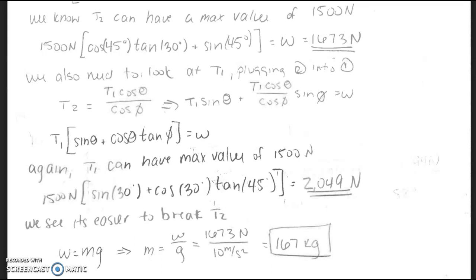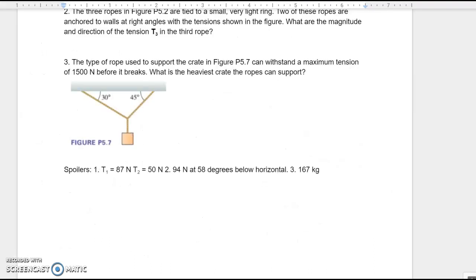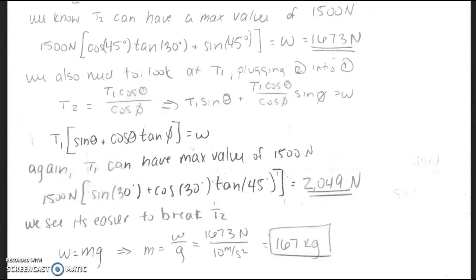So then going back and looking at our value of 1,600 newtons, approximately, we know that our weight is just equal to mg, so I can solve for mass by taking this weight divided by acceleration due to gravity, and we get 167 kilograms. Which actually, that's probably too many significant figures, right, because we've got 2 sig figs in this problem. So then our answer should actually be 170 kilograms.